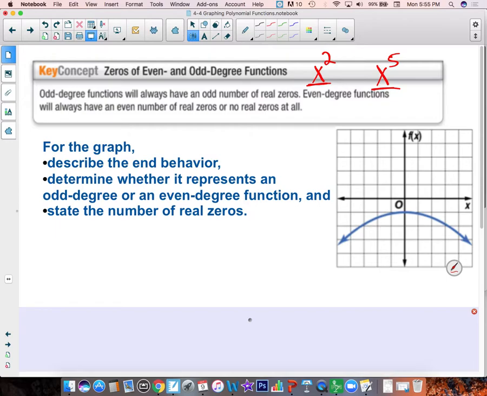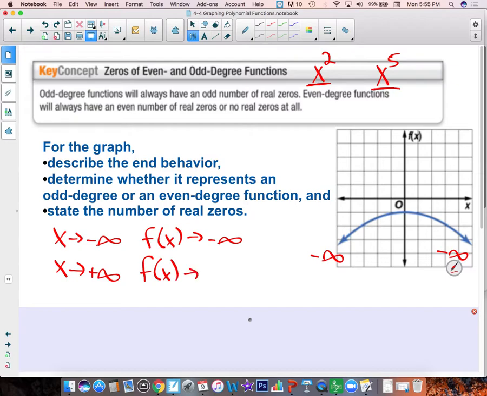Okay, so for this example, for the graph, describe the end behavior. Easy enough. Negative infinity there, negative infinity there, so we just have to remember how to write that. So as x goes to negative infinity, f of x goes to negative infinity. As x goes to positive infinity, f of x goes to negative infinity, because they're both going down.